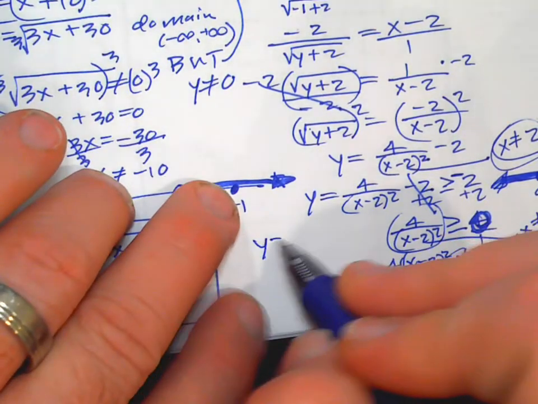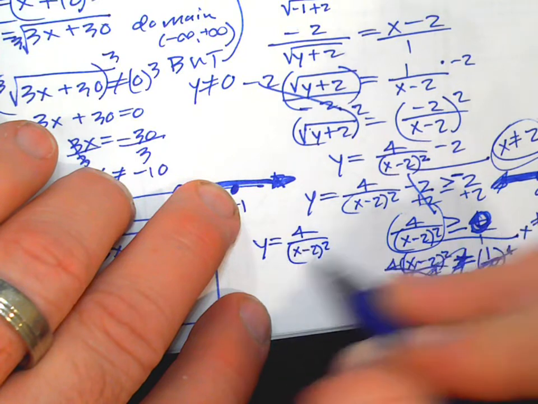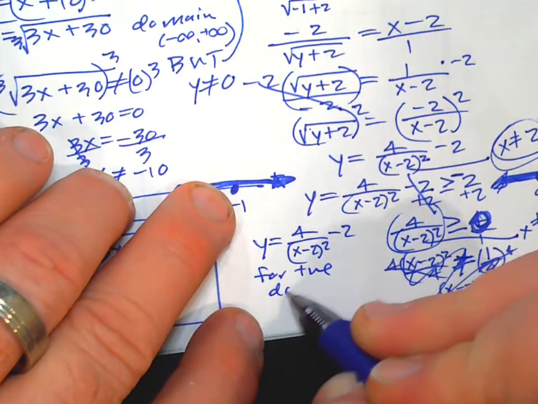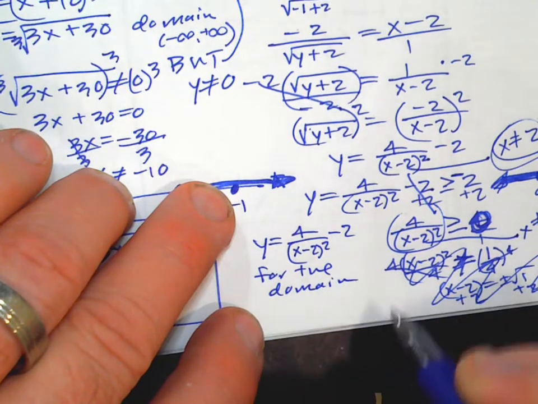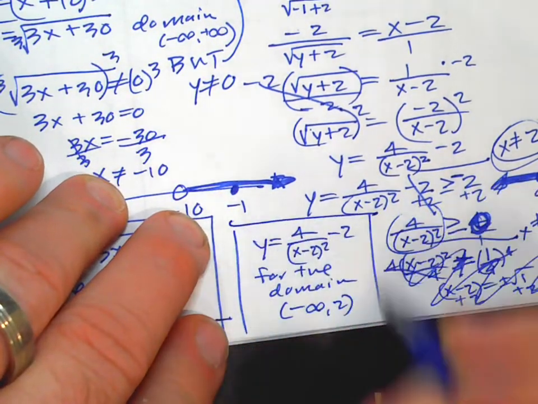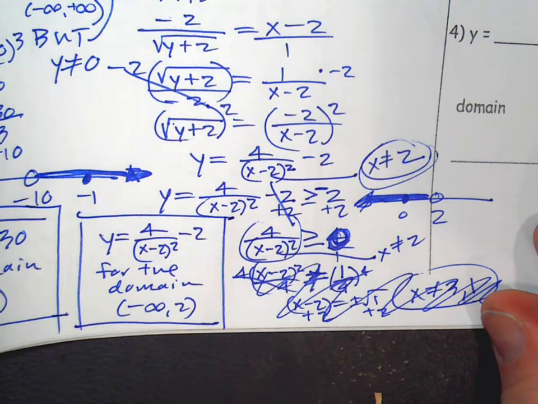All right, so final answer. Y equals 4 over x minus 2 squared minus 2 for the domain negative infinity to 2. That's it. That's the answer. Okay, I made a little mistake earlier there. Okay, a few more of these.